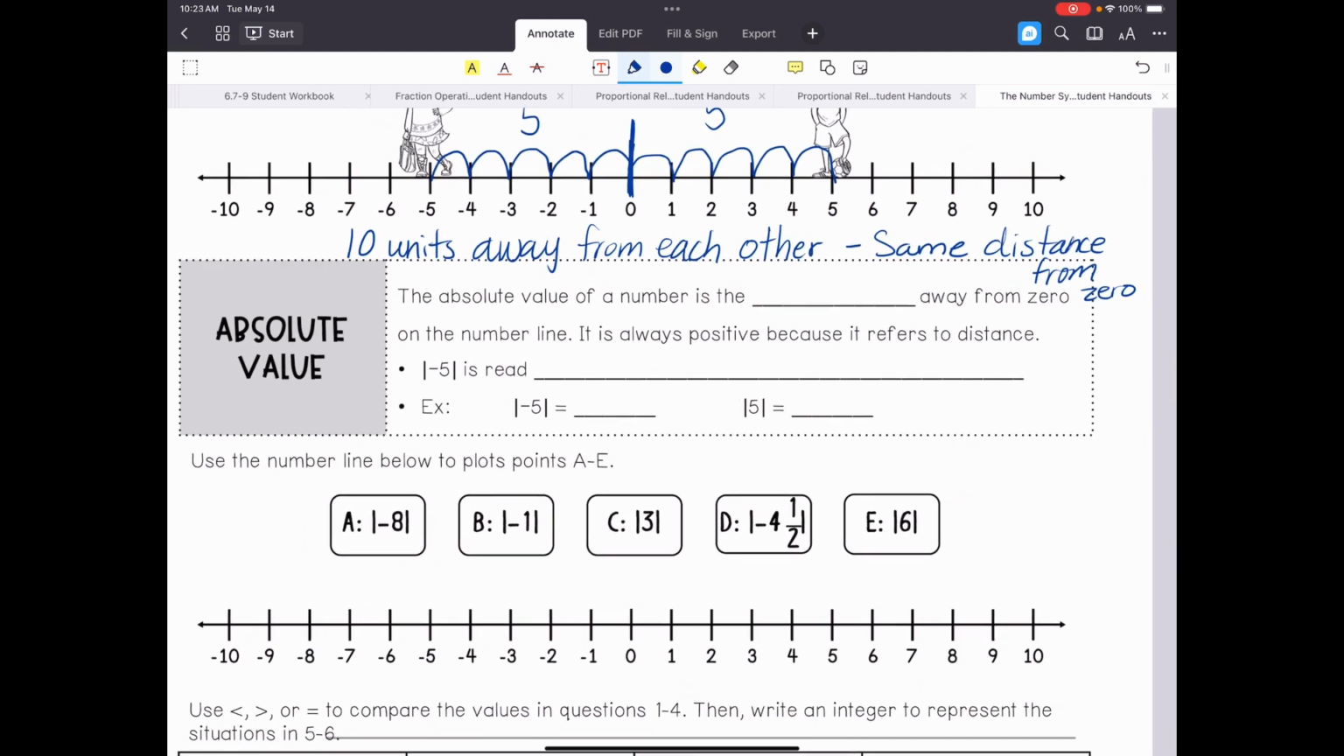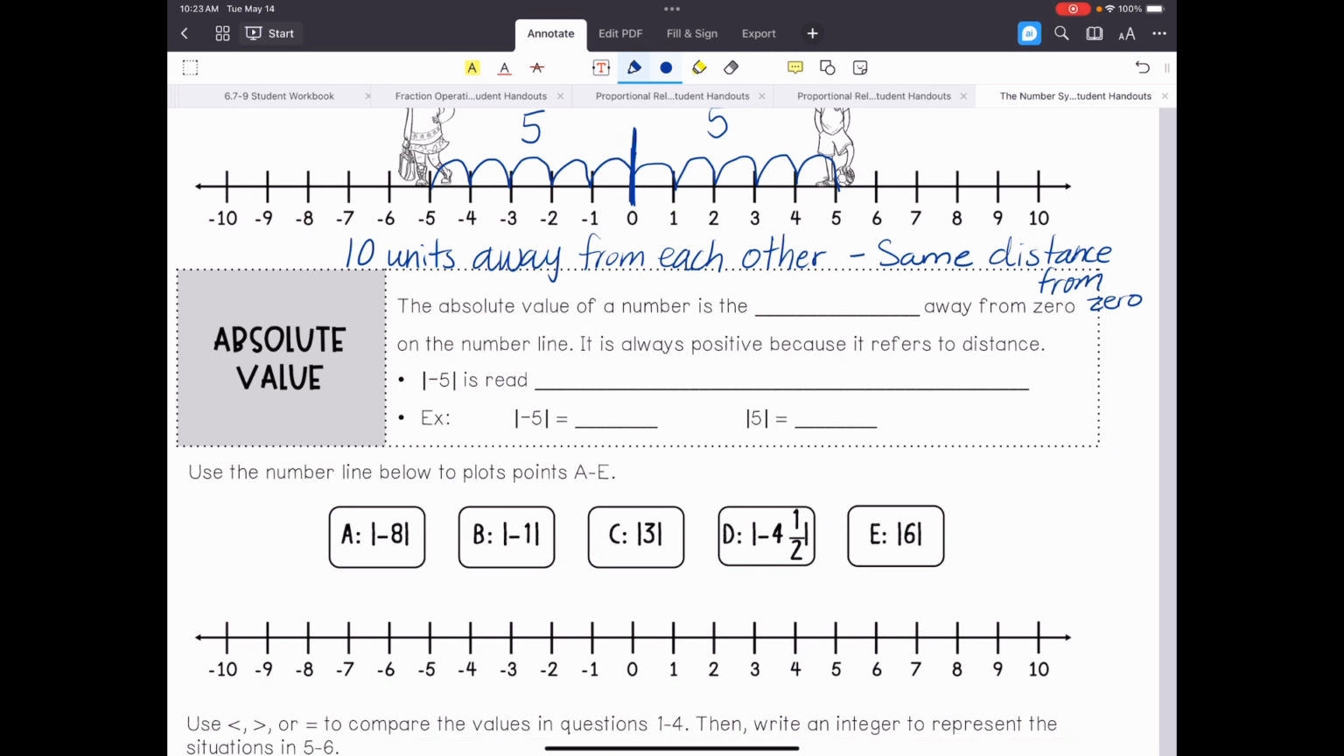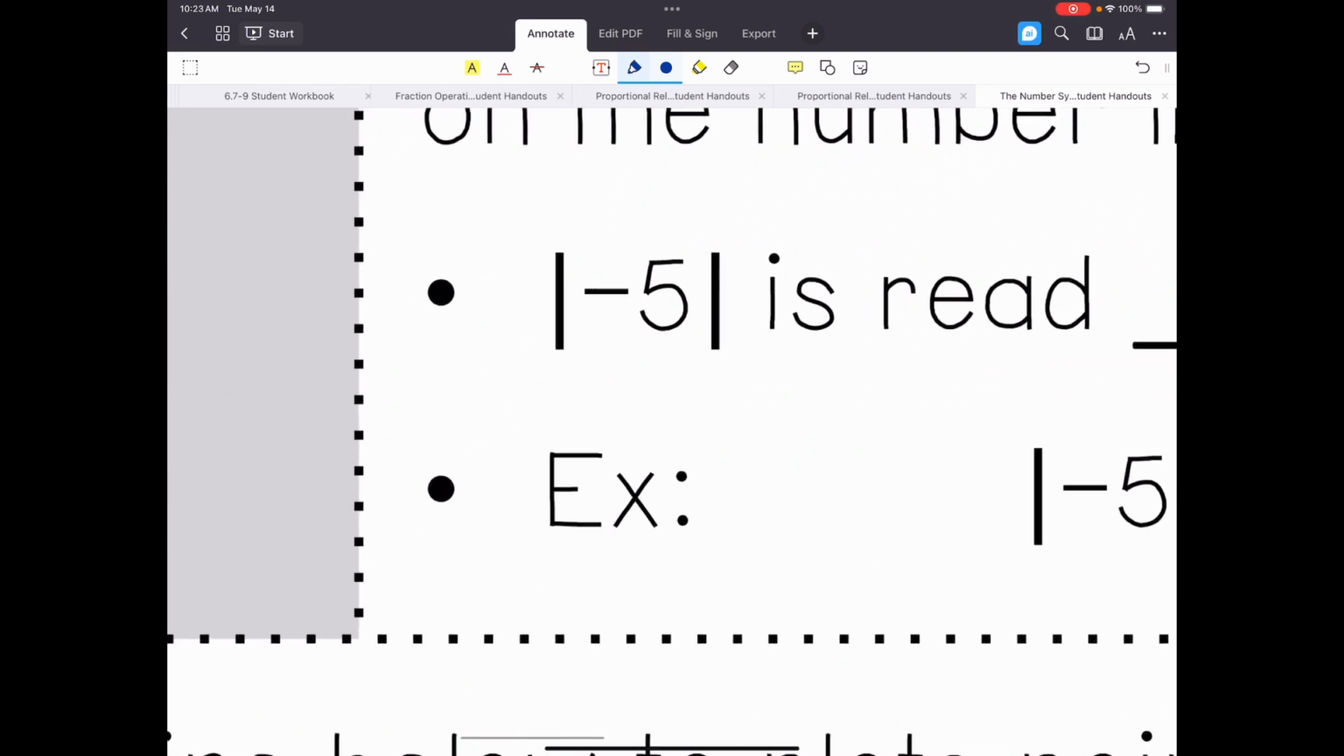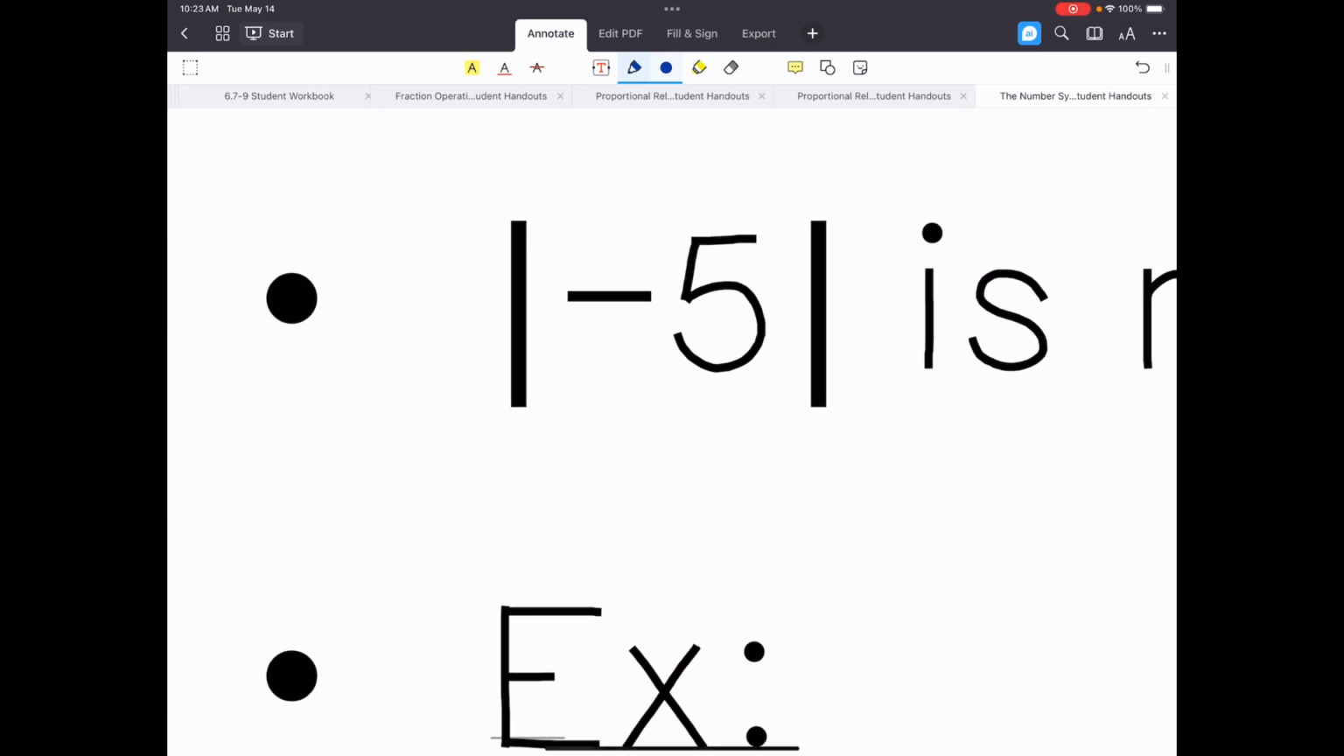So that brings us to absolute value. The absolute value of a number is the distance away from 0 on the number line. It is always positive. So underline that, always positive, because it refers to a distance. And we don't have a negative distance. We can have directions. So I'm going 5 units east or 5 units west, but I don't say I'm going -5 units.